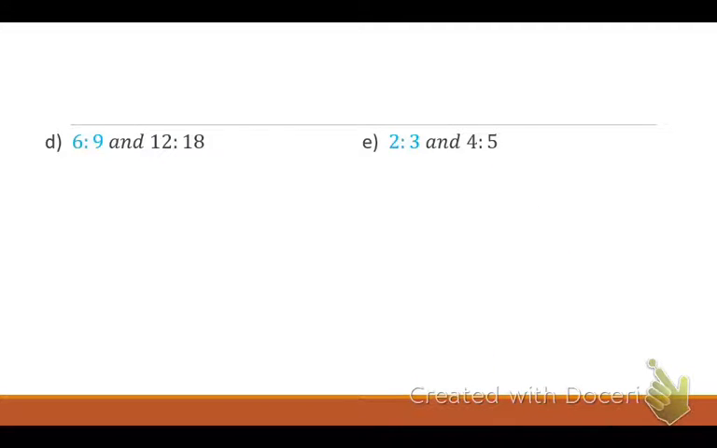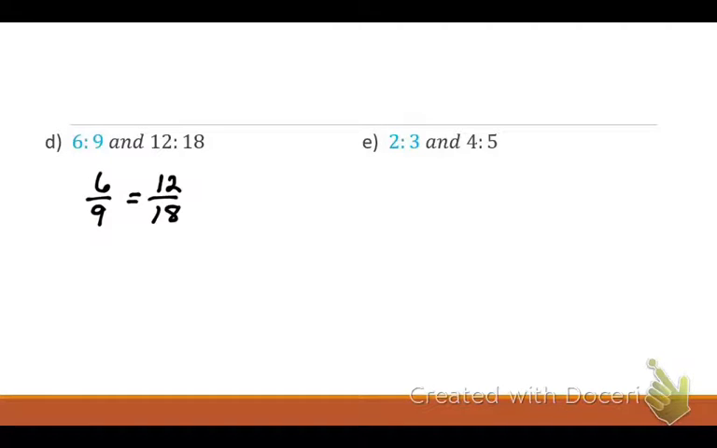Okay, I want you guys to try to do problem D and E on your own and see how you do. Okay, as I walked around, I saw a lot of people with excellent answers. Who feels comfortable and would like to do problem D for me? Jocelyn, what should I write? 6 over 9 is equal to 12 over 18.